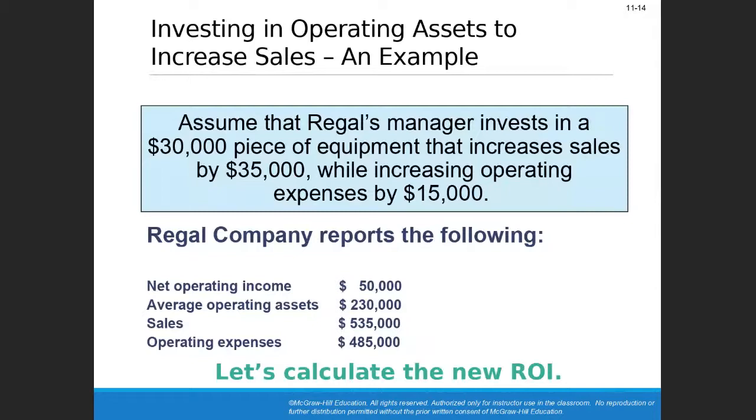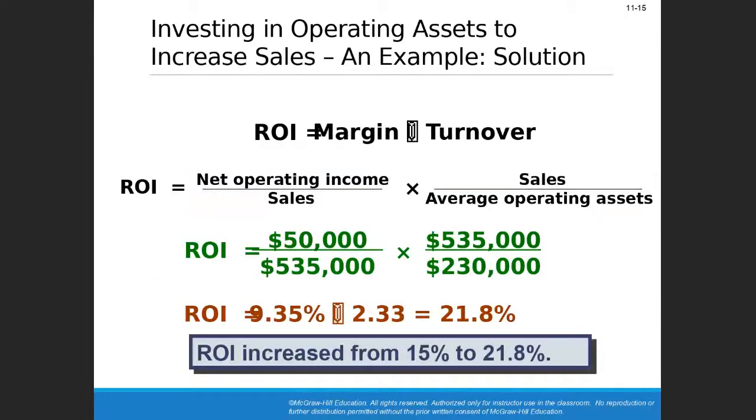Yay. All right. So here's a new thing we can do. Here's an investment, 30,000, and this is how it will change my numbers. Do I want to do that? Well, if I do that, now I've got 50,000 divided by 230,000, or doing it based on margin. This is my margin. Margin is 9.35. Turnover, 2.33. 9.35 times 2.33 equals 21.8. So that's better, so we would want to do that. I've increased my ROI from 15 to 20%.